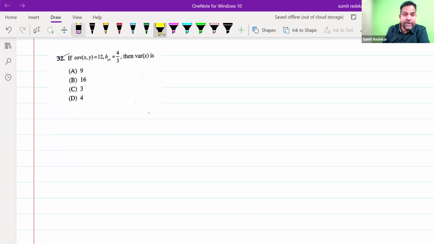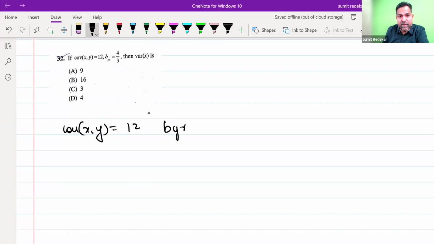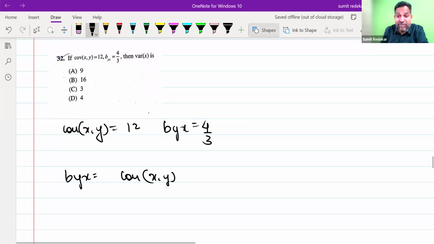Moving on to question number 32. What does the question say? The covariance between x and y is 12 and byx is 4/3. What is the variance of x? A very simple, very straightforward question. The value of byx is the covariance between x and y divided by the variance of x.